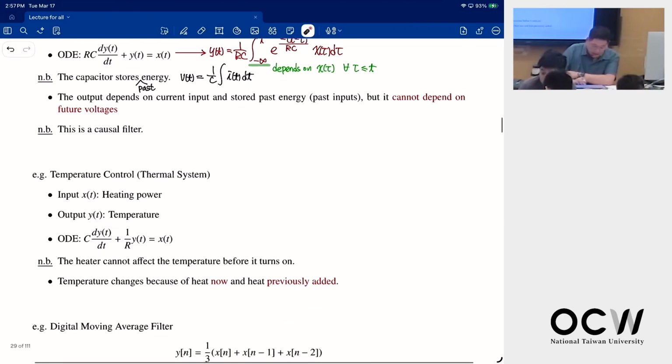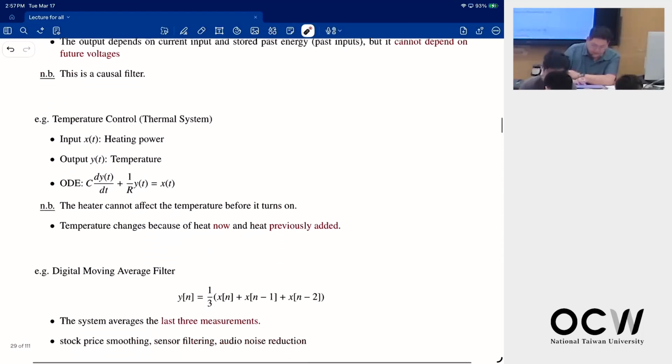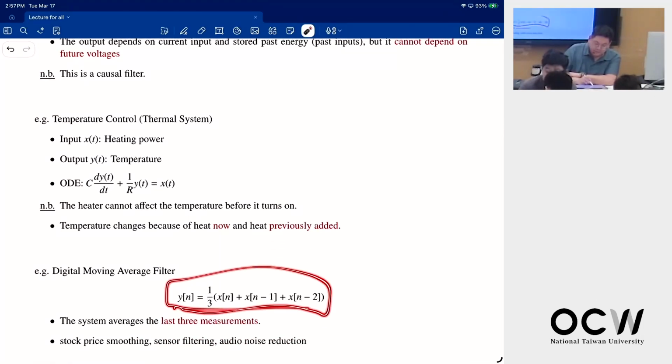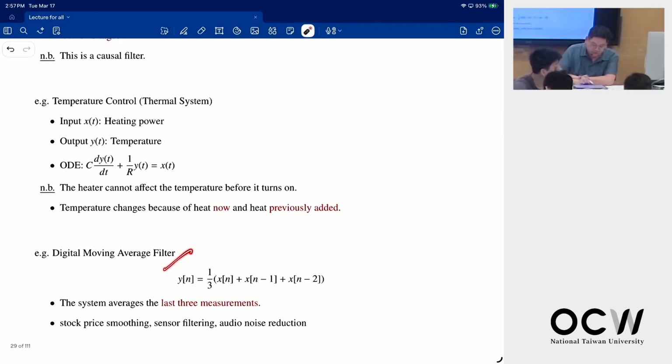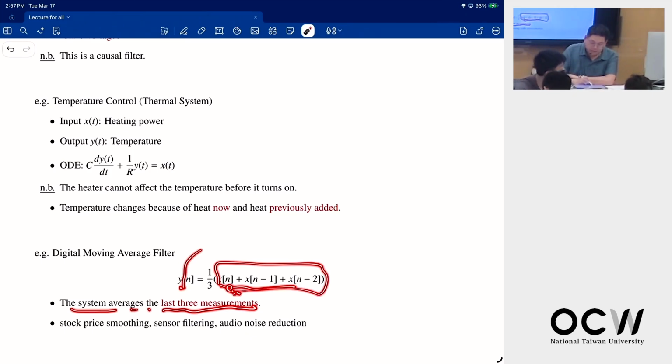And then for the discrete time case, you can see this difference equation, easy to see, this is the past input. It's called a digital moving average filter. This is also a filter that you may use in stock price smoothing, sensor filtering or audio noise reduction. The system averages the last 3 measurements. So the output only depends on the previous inputs and the current input.